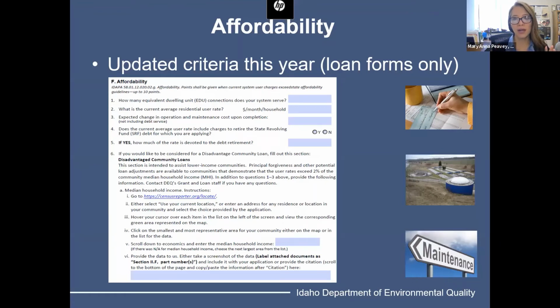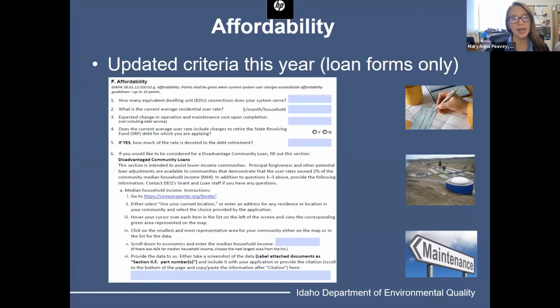Now we are kind of looking at what your user rate charges are, and we also want to know if you've already increased your user rate in anticipation of this project. So you're kind of planning, you've already increased your user rates to help pay back any loan or funding that you get in order to do this project. And in a lot of cases, sometimes maybe we don't see any changes to the user rate. So we want to know that as well.